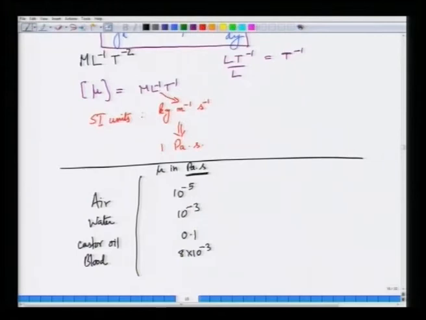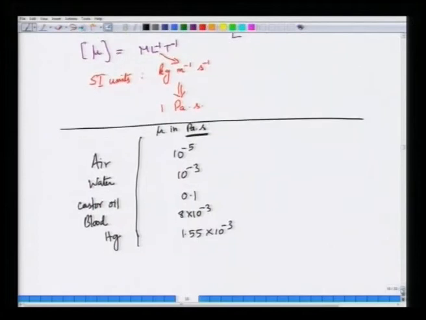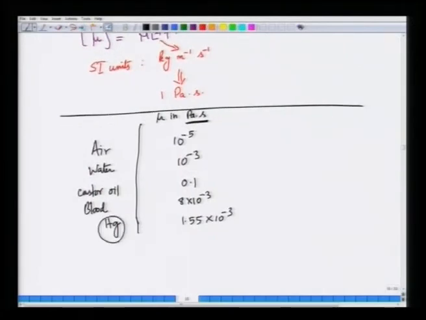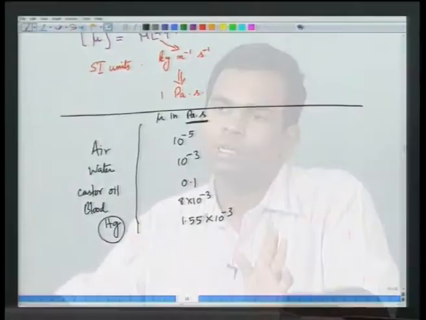But interestingly, if you consider mercury, which is a liquid metal, the viscosity is very close to that of water. It is only 1.55 times larger than water. So mercury has very large density, we know that, but the viscosity is a completely different property. It is not correlated with density in any direct way, as you can see here. Even though mercury is very dense, its viscosity is not very different from that of water.